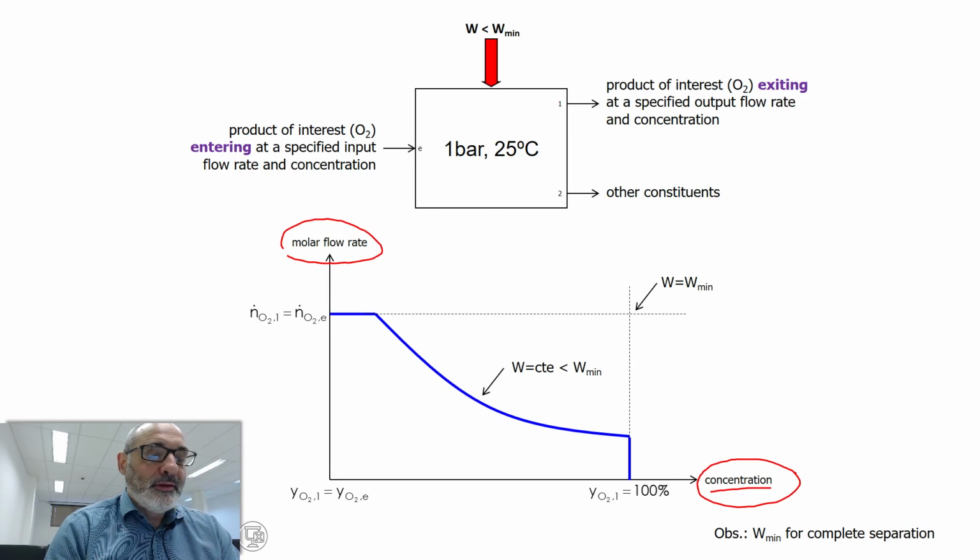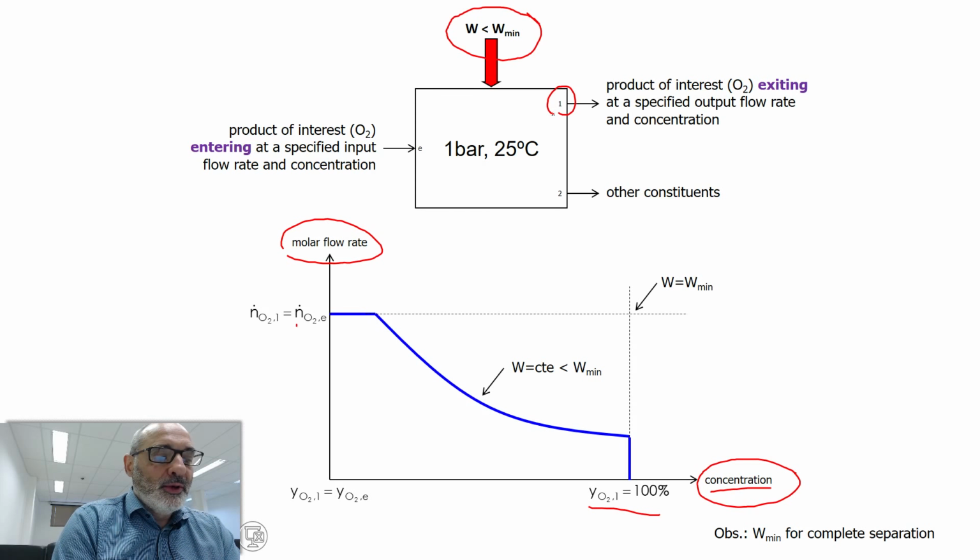So if the amount of work injected, let's reason like this, if the amount of work is equal to the minimum separation work, I get what? I get 100% of O2 at exit number 1, and the input flow rate is equal to the oxygen flow rate at exit number 1.